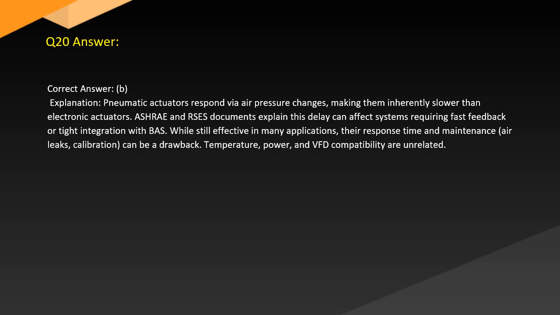Answer. Correct answer, B. Explanation. Pneumatic actuators respond via air pressure changes, making them inherently slower than electronic actuators. ASHRAE and RSES documents explain this delay can affect systems requiring fast feedback or tight integration with BAS. While still effective in many applications, their response time and maintenance, air leaks and calibration can be a drawback. Temperature, power, and VFD compatibility are unrelated.